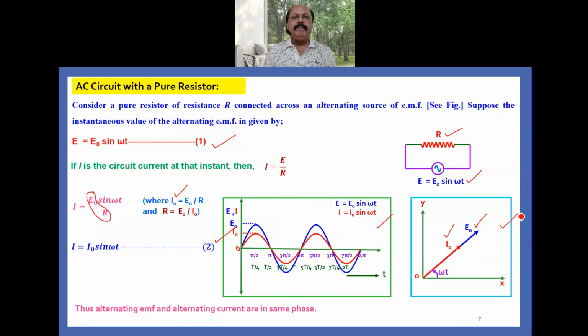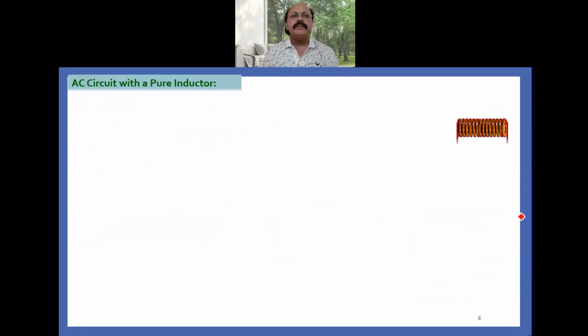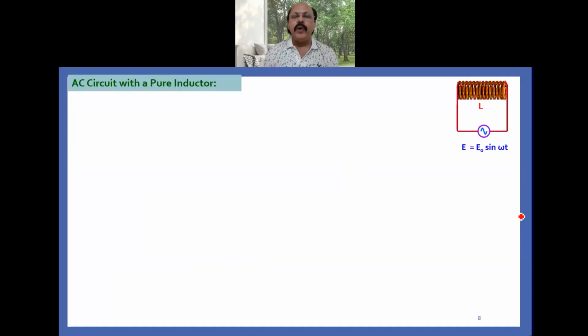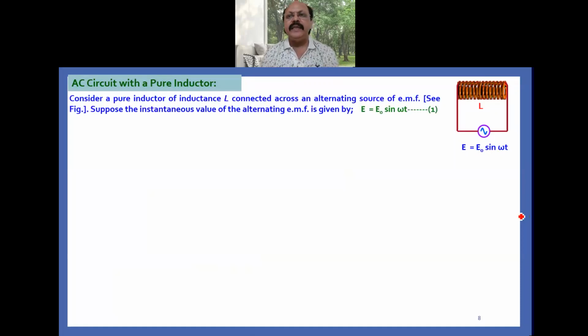Now similarly, we can also find the phase relationship when an AC circuit contains only a pure inductor. In that condition, consider a pure inductor of inductance L connected to the alternating source of EMF E equal to E naught sin omega t. Mark this equation number 1.